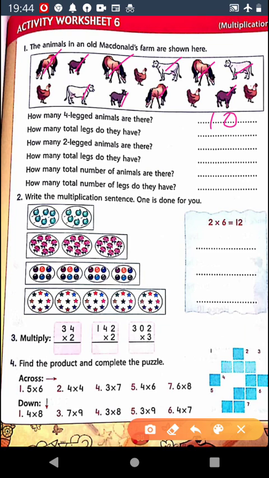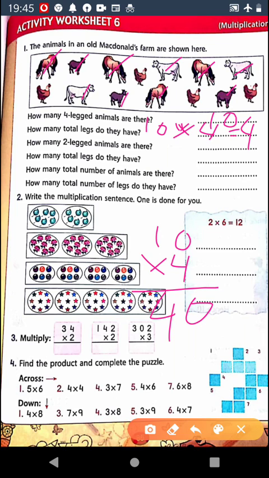So what you have to do is simply multiply 10 into 4. One animal has got 4 legs, so 10 animals will have 10 into 4 is equal to, now multiply 10 by 4. Multiplying once we get 0, 4 into 0, 0, and multiplying 10 we get 4, so 40. So how many legs do they have? They have 40 legs. Okay.